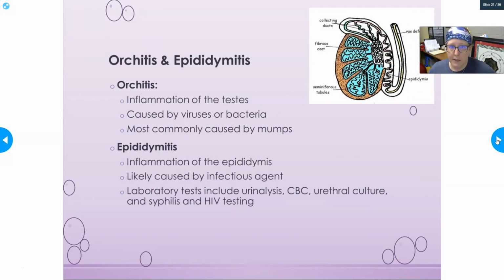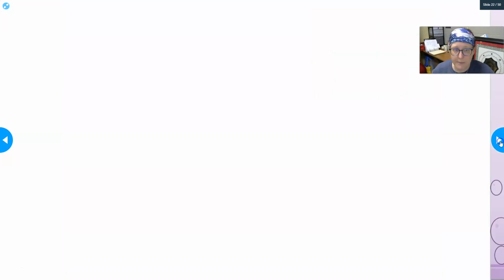Orchitis and epididymitis. So orchitis is an inflammation of the testes. It is caused by viruses or bacteria. It is most commonly caused by mumps. And so this is here, testicles there. And epididymitis is going to be inflammation of the epididymis, which is the portion right here. It is likely caused by an infectious agent. And so obviously then you'd want to do urinalysis, CBC, urethral culture, and syphilis and HIV testing to see what the organism, the infectious agent, is.